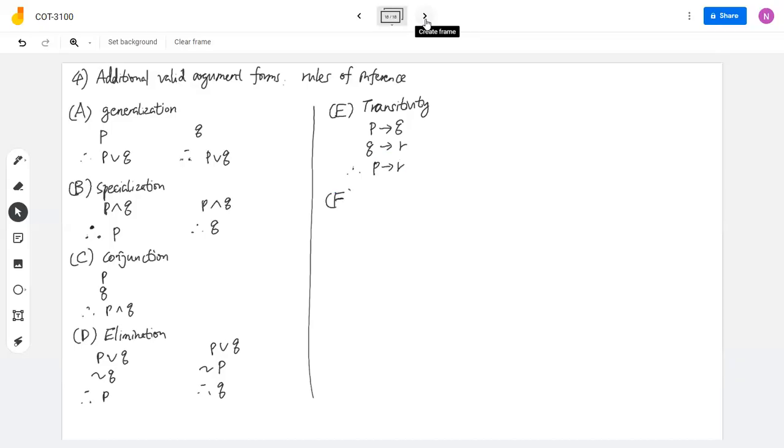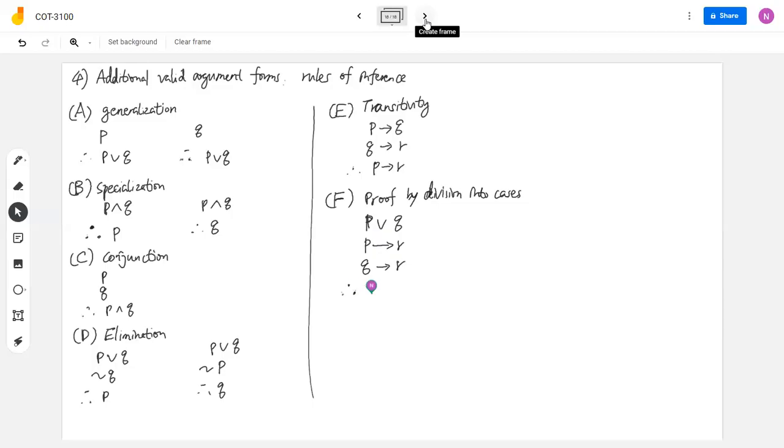And the sixth one is called proof by division into cases. The argument form is we assume P or Q. We also assume that P implies R. We also have Q implies R. And therefore we must have R.